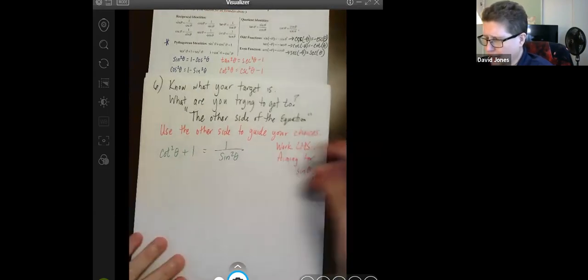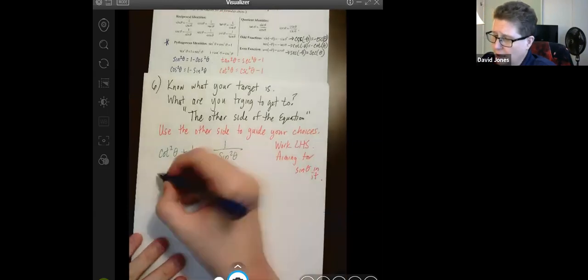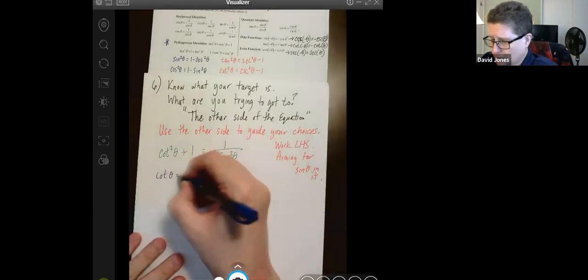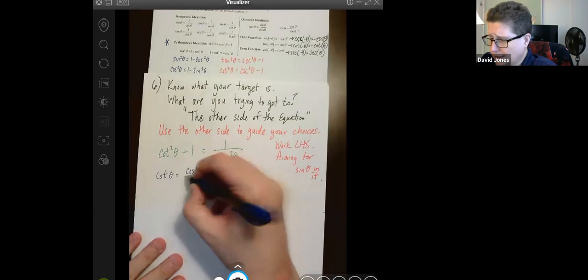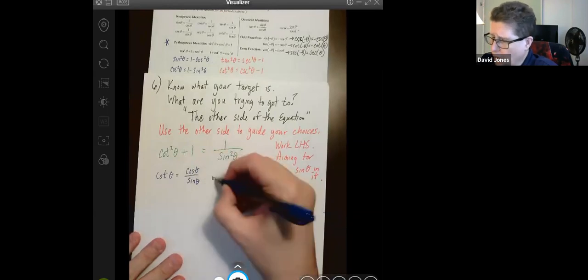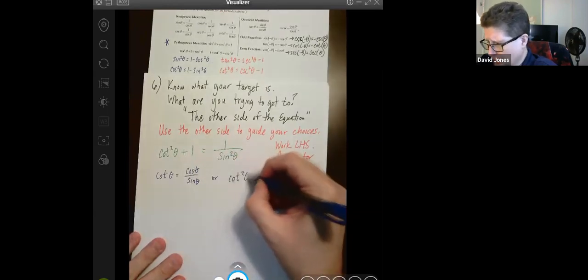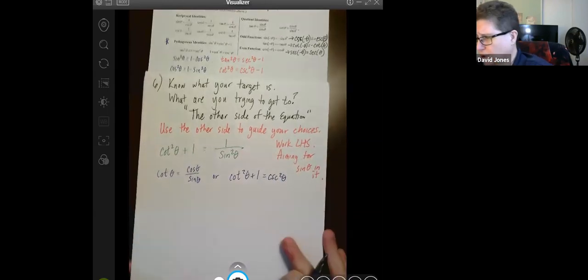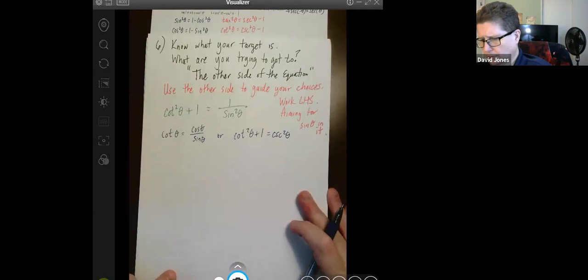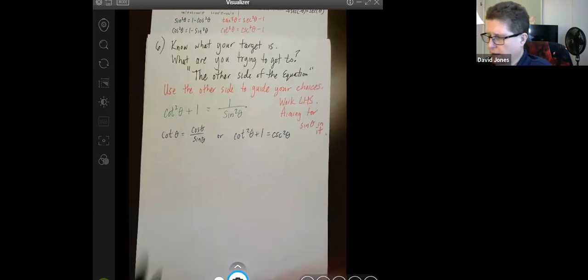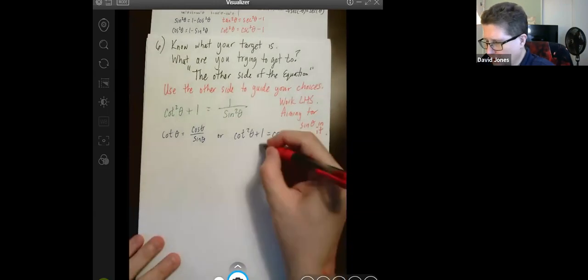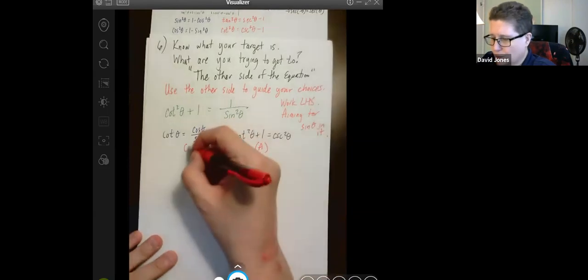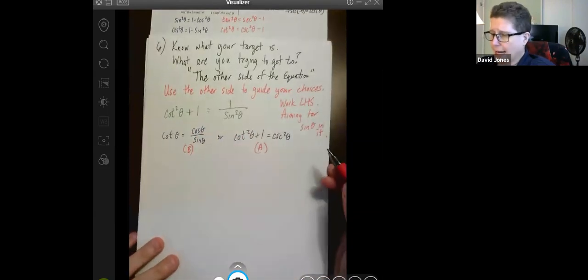Options I had for cotangent. Let me just write them down. Cotangent theta equals cosine theta over sine theta. Or we could use cotangent squared theta plus 1 equals cosecant squared theta. Do both of them work? This one looks like it's the quicker route. I'm going to do that one first, but I'll show you B as well. A.